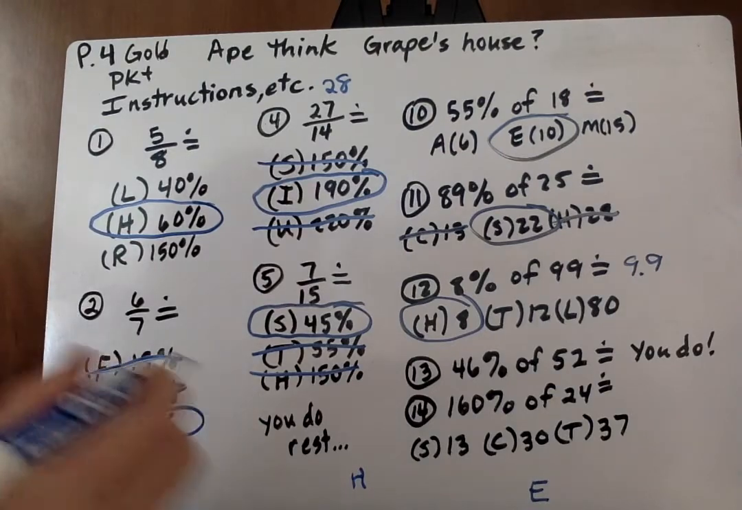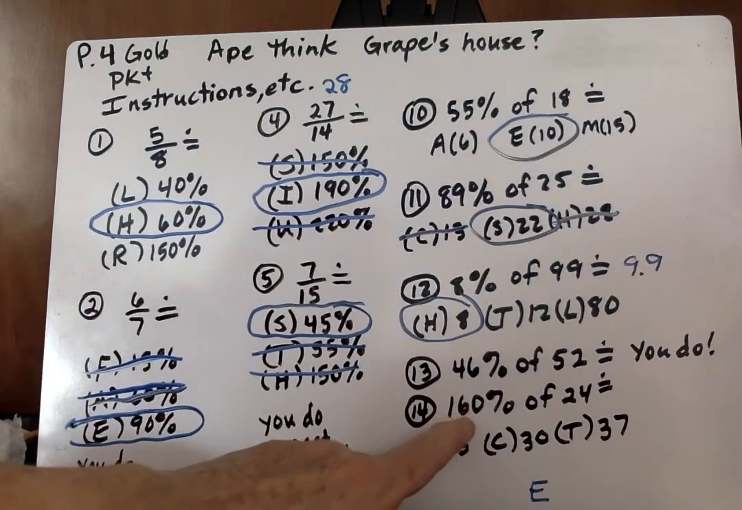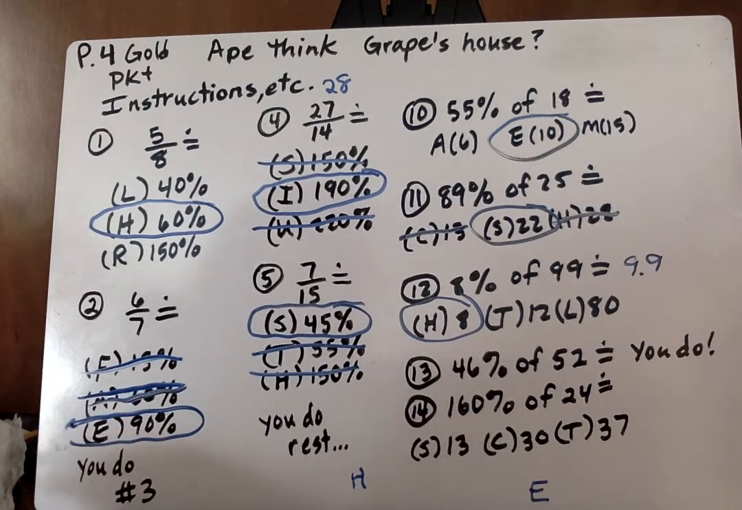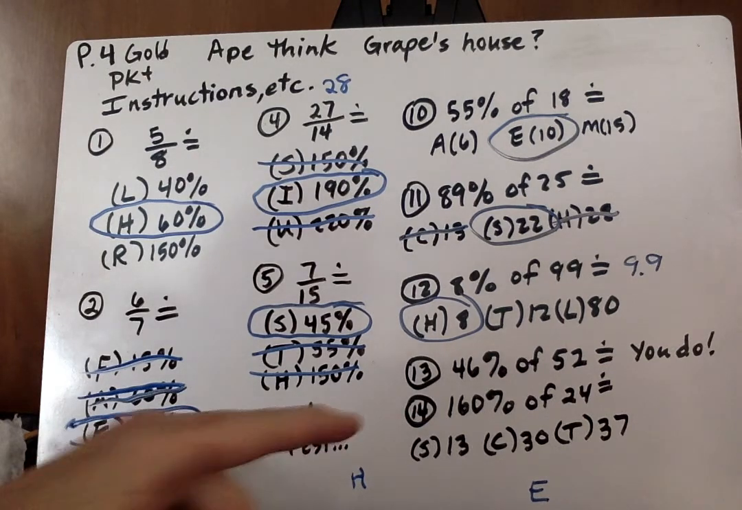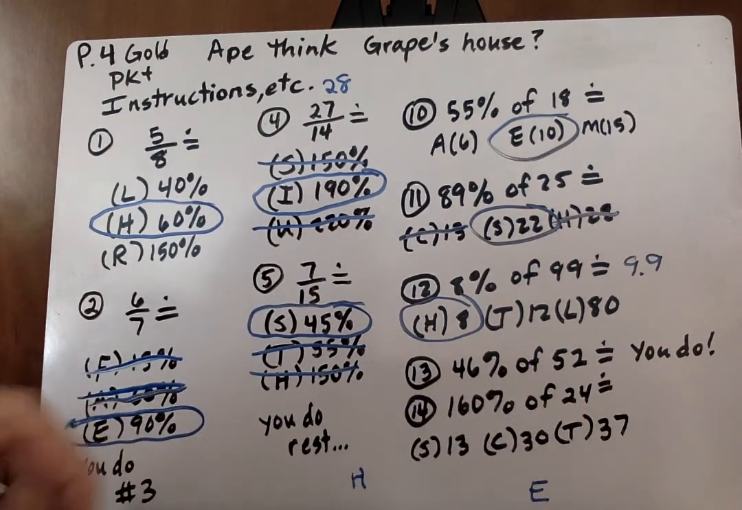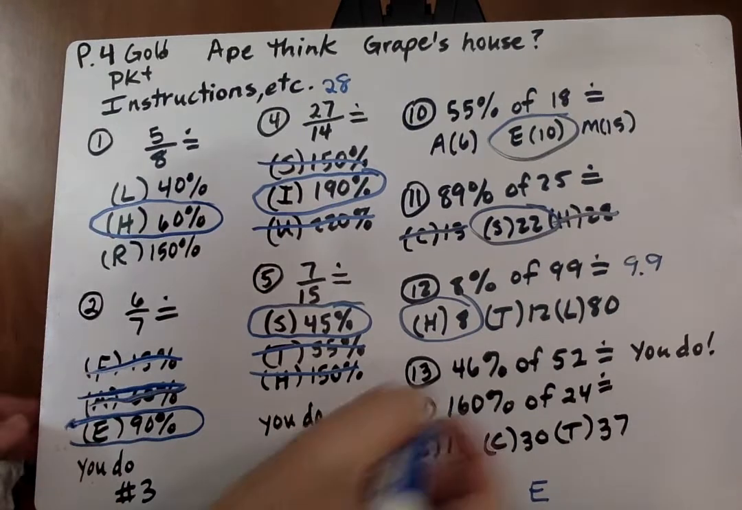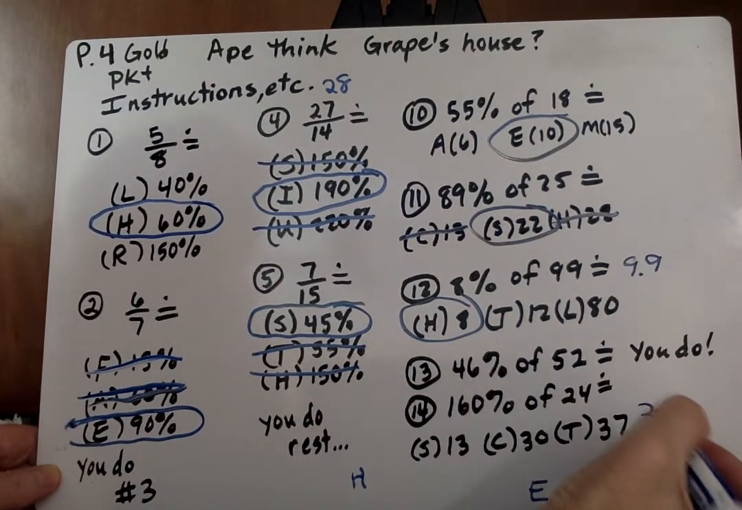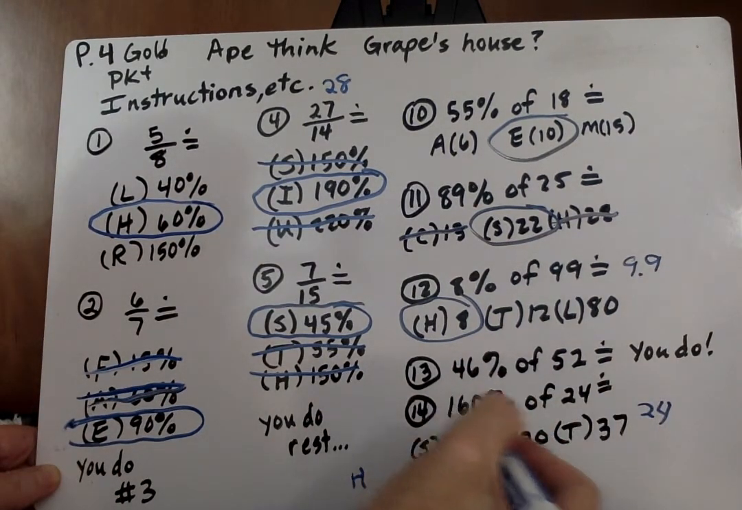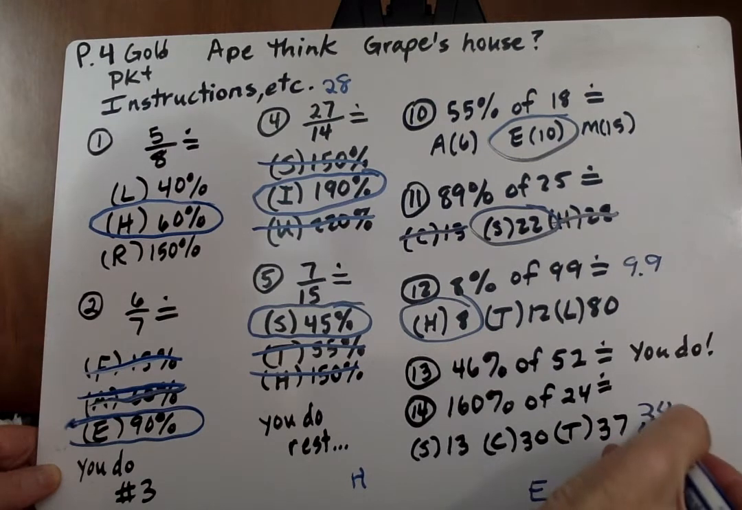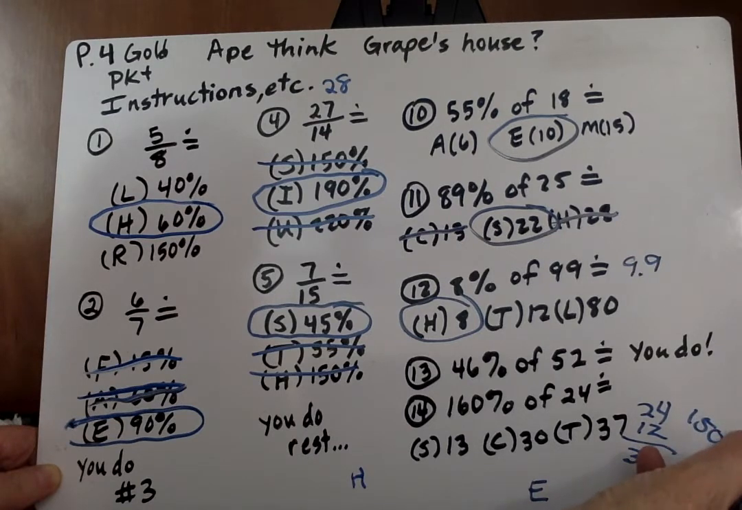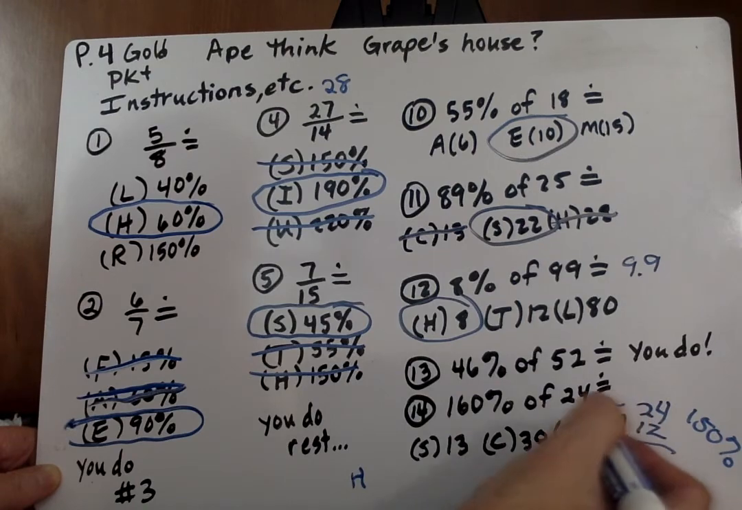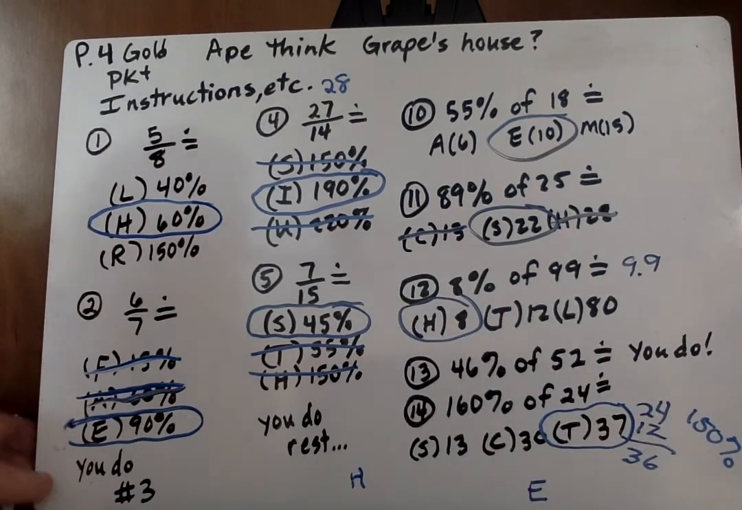Okay. Then I'm going to jump to number 14 where it says 160% of 24. 160%. So that's all of 24 plus half more. So we have 24 is 100%. Now half of that more would be 12 because half of 24 is 12. So that's around 36 would be 150% of 24. So the only number close to 36 is this one right here. So 14 has to be T.